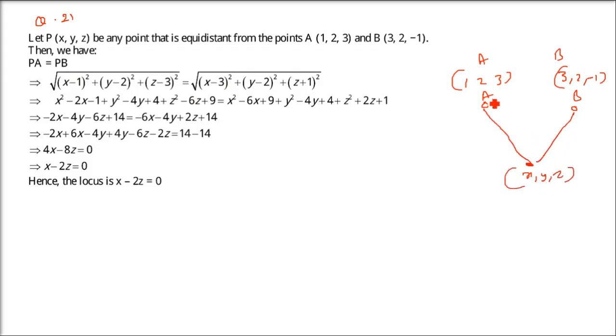So this x, y, z we take as point P. Take the distance of this point P from A, this is the distance. Take the distance of this point P from B, again this is a distance. Now just equate them, take the square and open x minus 1 whole square, that is, use the a minus b whole square and a plus b whole square formulas, and rearrange. x minus 2z equals 0 will come.